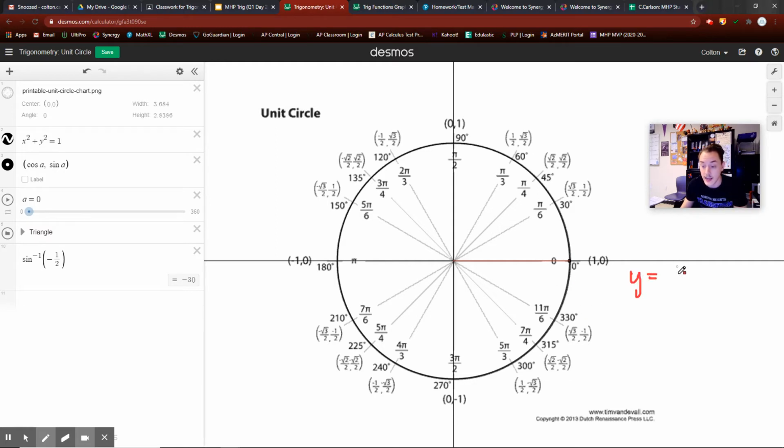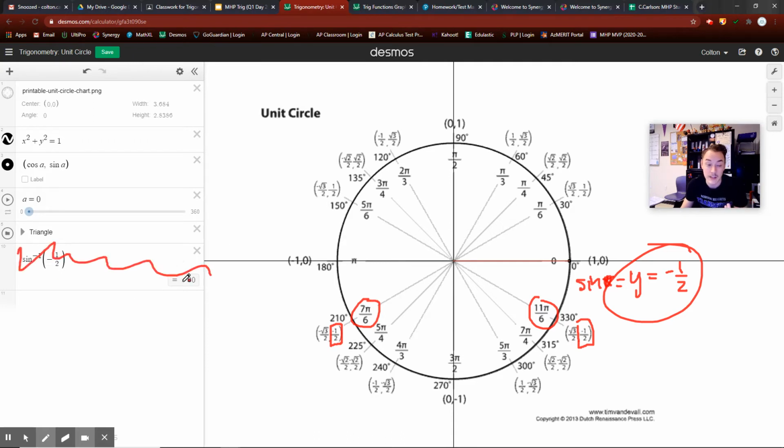Where is y equal to negative 1/2? Because I know y is sine of x, or sine of theta or whatever. So where's y equal negative 1/2? Well, right here. So what's my angle? There. Also, right here. What's my angle? There. That's all you need to do. You don't need to plug it into this, okay? That really doesn't help that much.